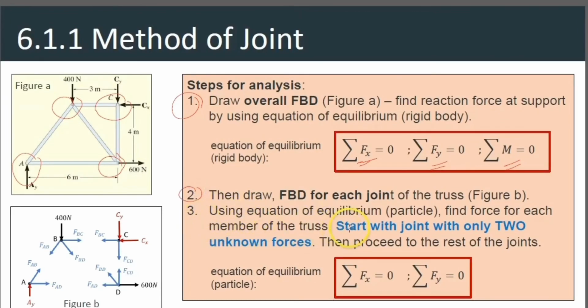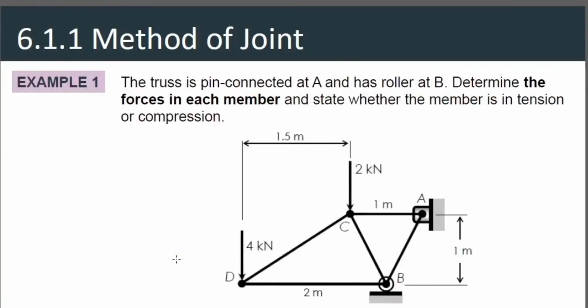Okay, using equation equilibrium particle, find force. And then we need to start with only 2 unknown joint. Right, so yang mana kena ada 2 unknown lah in terms of that blue. So kalau sini ada 2, kita boleh consider sama ada C atau A, tapi kita akan ambil A lah. Okay, alright, senang je. So we go into the example 1 first.